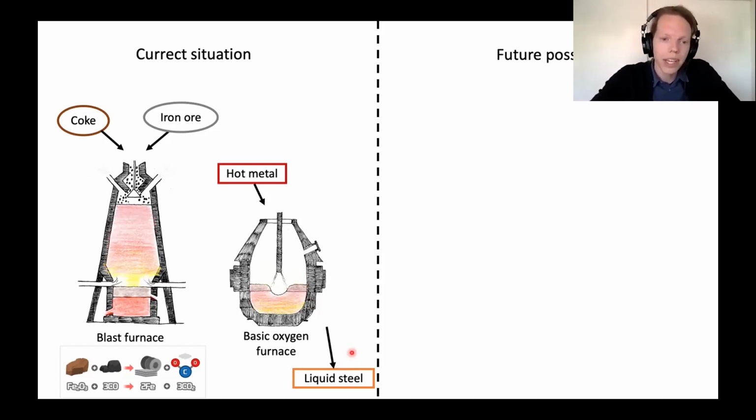Now we can already see here that this basic chemistry involves the formation of carbon dioxide. And as was previously mentioned here today, about 7 to 8% of global carbon dioxide emissions stem from steel making. So we clearly have an issue here with this carbon dioxide.